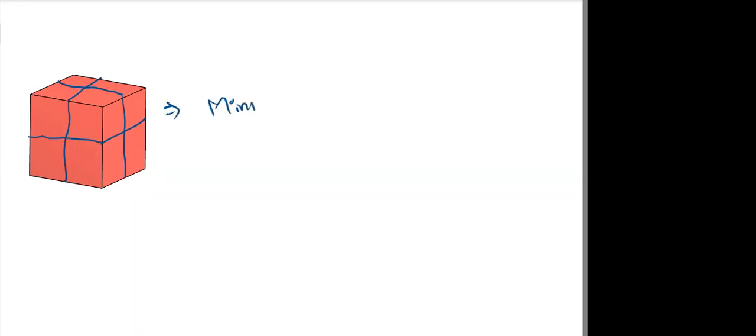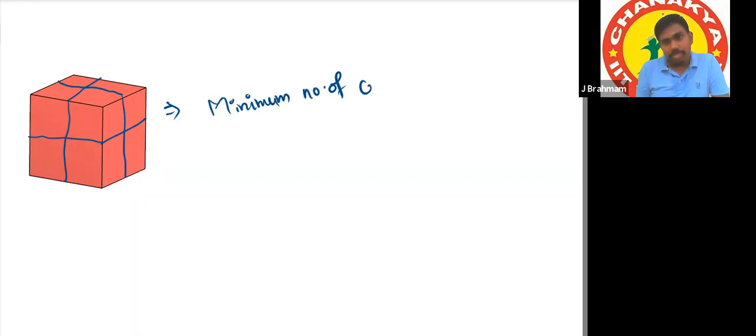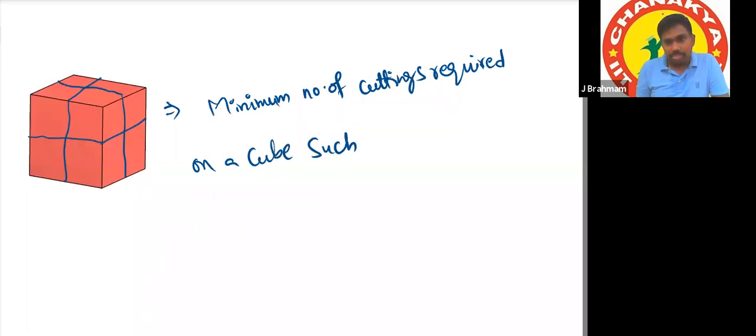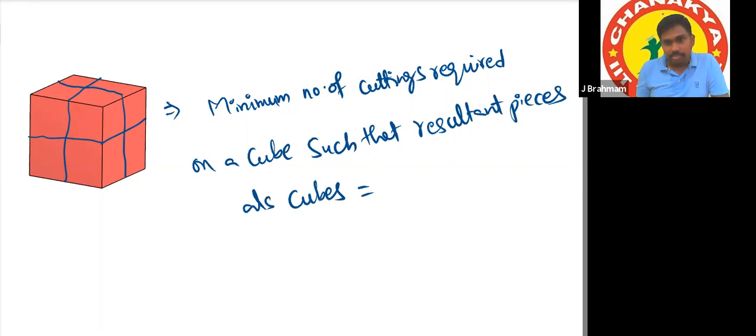So minimum number of cuttings required on a cube such that resultant pieces are also cubes is 3. Yes or no? So other than minimum, can you tell any other number?